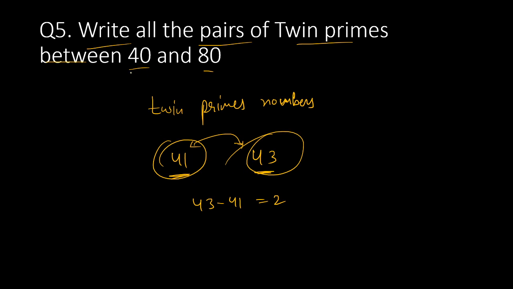So you have to write all the twin prime numbers between 40 and 80. This you have to do in homework.